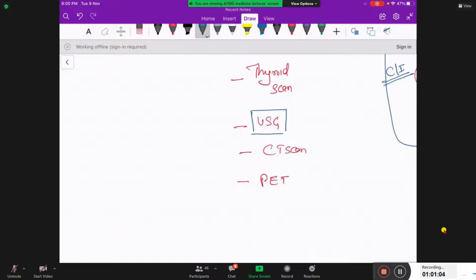Can it tell us that there is a single nodule or multiple nodules? Yes. Can it tell us that the nodule you are seeing in thyroid is solid or having fluid inside? Yes. Can it tell us that lymph nodes in the neck are also enlarged? Yes or no? When you put an ultrasound probe in the neck, if the nodes in the neck are enlarged, can ultrasound tell us?